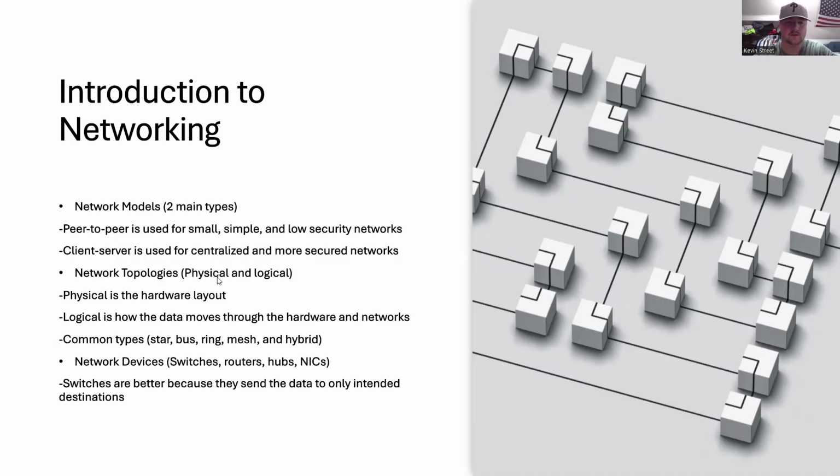There are different network devices. These different devices are known as switches, routers, hubs, and NICs. Switches are better because they send data only to the intended destination.